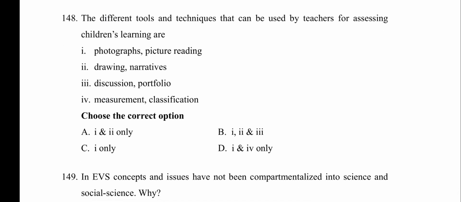Next, the different tools and techniques that can be used by teachers for assessing children's learning are photographs, pictures, picture reading, drawing, narratives, discussion, portfolio, measurement, classification. So here the best option is option number B. Option number B. There is 1, 2, and 3. Photograph, picture reading, drawing, narratives, discussion, and portfolio, right?